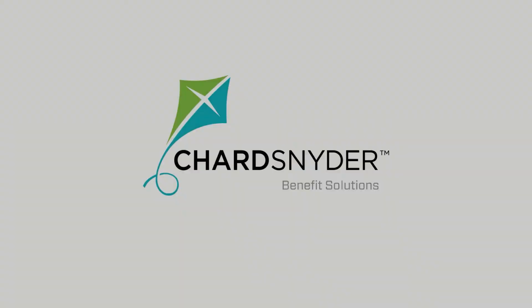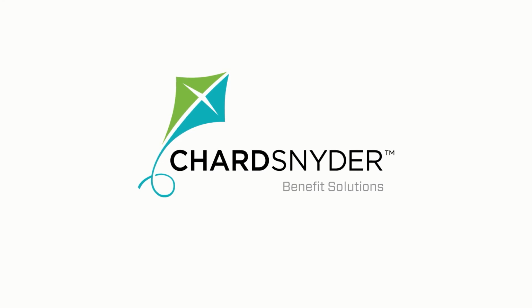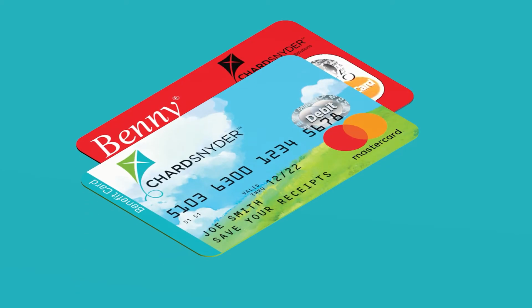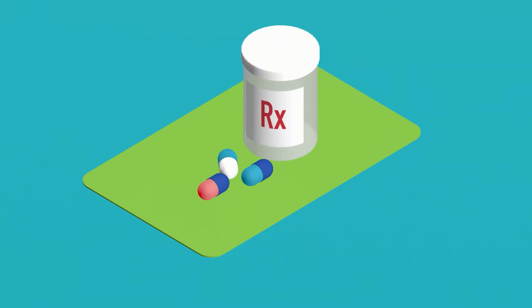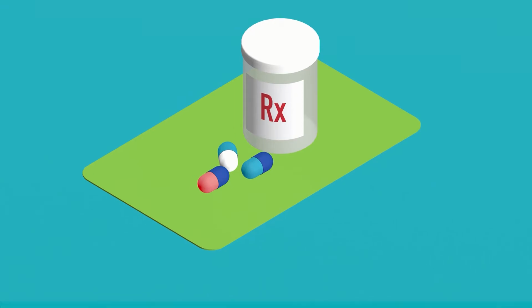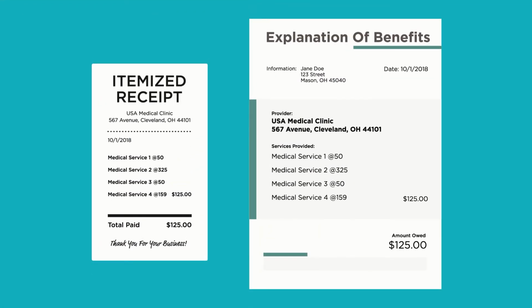This brief video will explain when to use your benefit card and how to validate your expense. Your Chard Snyder benefit card is a convenient way to pay co-pays and prescriptions at the time of service. If you use your card for coinsurance or other charges, you will be asked to provide receipts and your explanation of benefits from your claims administrator.